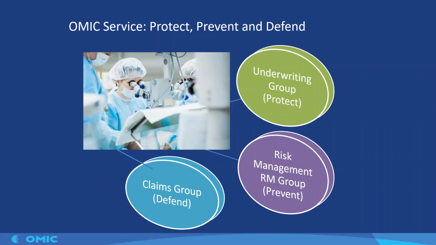How do we provide that care? Well, we look at the OMIC service to protect, prevent, and defend. Our underwriting group is focused on providing you with the coverage that you need based on your application, your credentials, your practice profile. And from there, the risk management group is there to help prevent a patient from being harmed as well as the prevention of a claim. When a claim does occur, the claims group is standing ready to defend with defense attorneys in your area.